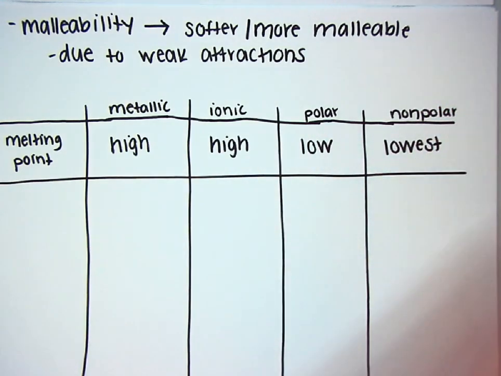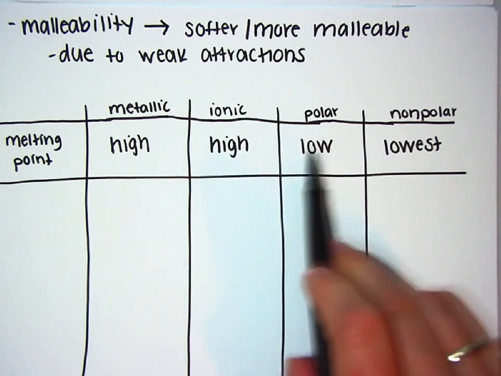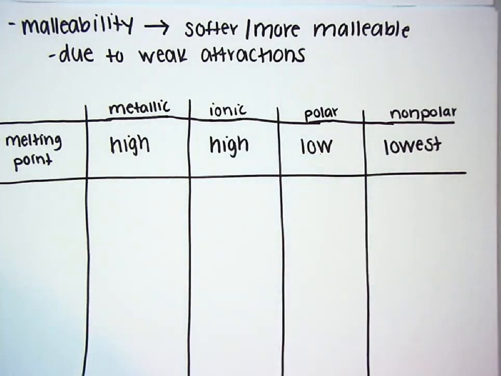All covalent compounds have a low melting point, but when comparing polar and nonpolar, polar is going to be a little bit higher, nonpolar would be the lowest.